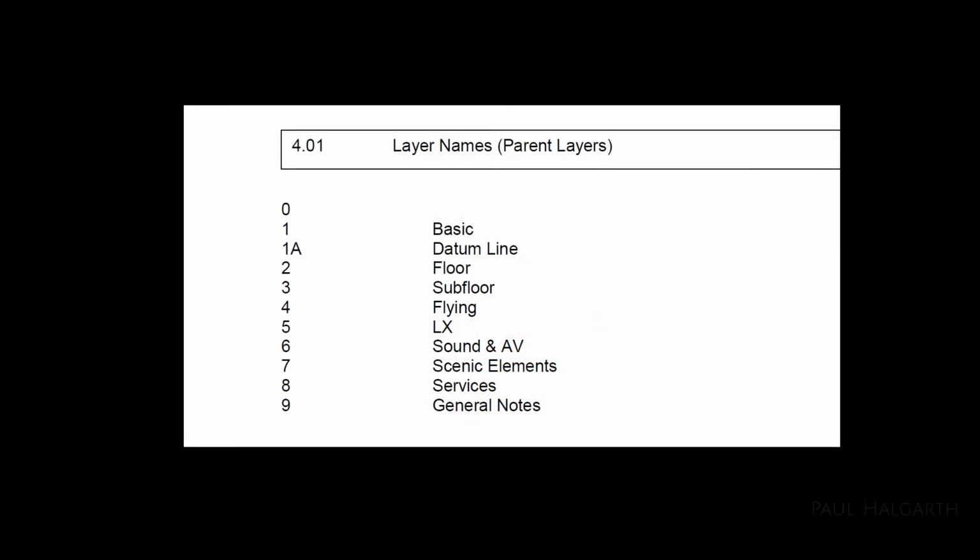The ABTT CAD standards for our industry recommends that you use a prefix number so that layers are grouped together within the departments that they are intended for. For example, you can see here that you would prefix a number 5 for anything to do with LX, or 7 for anything to do with scenic elements. This is a good naming convention and it works particularly well.